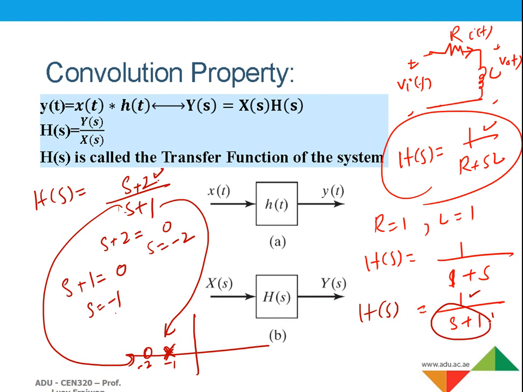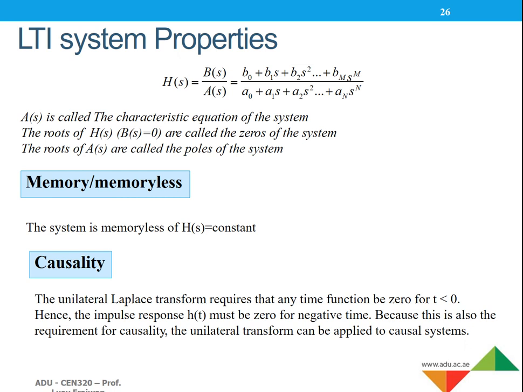By putting the numerator equal to 0, we can get the zeros of the transfer function, and by putting the denominator equal to 0, we can get the poles of the transfer function. Based on these zeros and poles, we can identify the different properties of the Laplace system. Like I said earlier, we took this example, s plus 2 over s plus 1, as one transfer function.